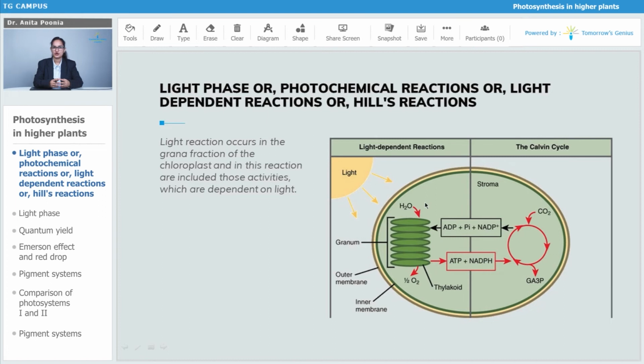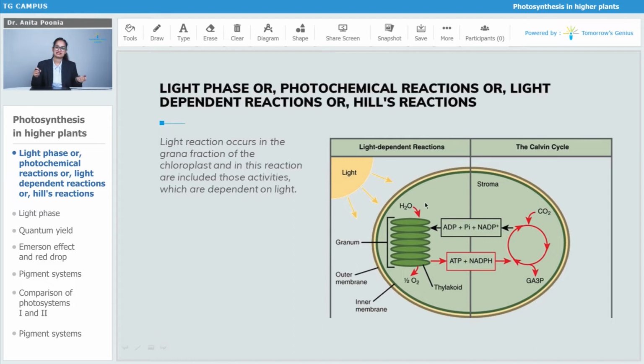Students, now we shall be talking about the light phase, or the photochemical reaction. We also call it the light dependent reaction, or another name is Hill's reaction, right? So what are these two types of reactions? We have the light reaction and we have the dark reaction. We will first talk about the light reaction.